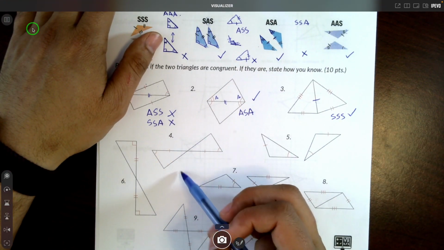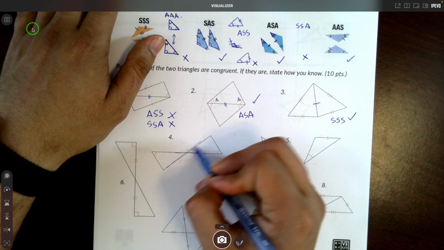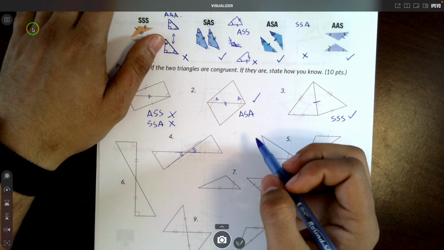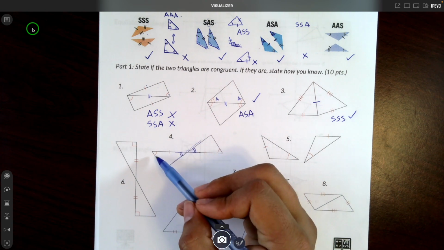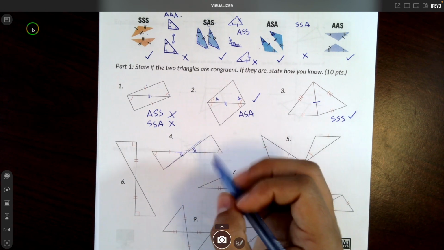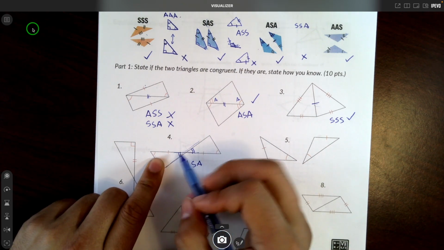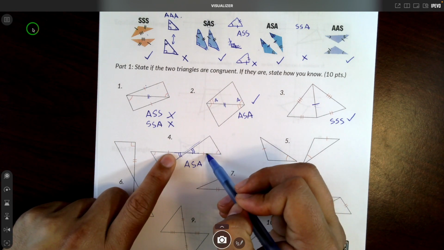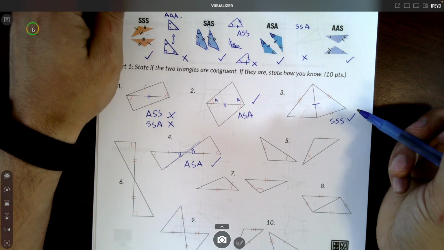Number 4, anytime you have 2 lines that cross and intersect, the alternate angles are the same. Okay, so we learned that in class. So this is angle, side, angle. Let's see, angle, side, angle. I just got to make sure that they correspond over here. So angle, side, angle. Okay, so that checks off. So that's angle, side, angle.